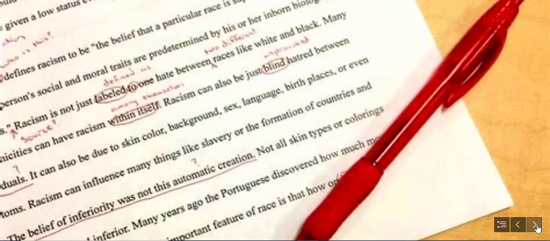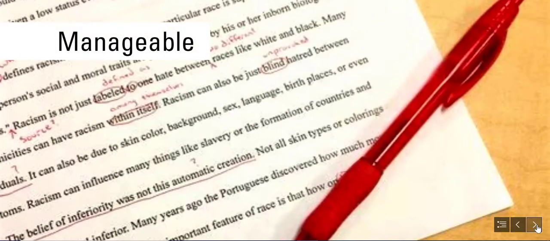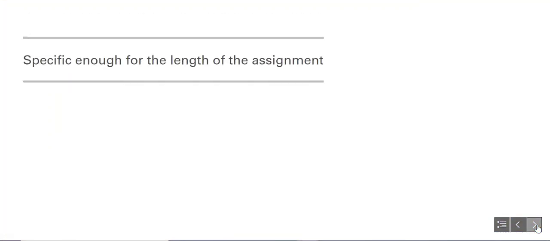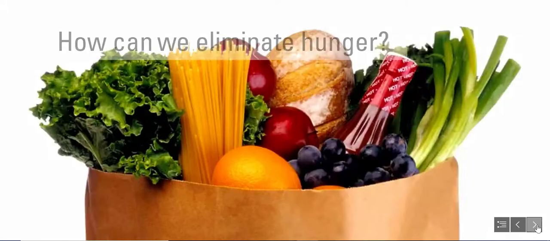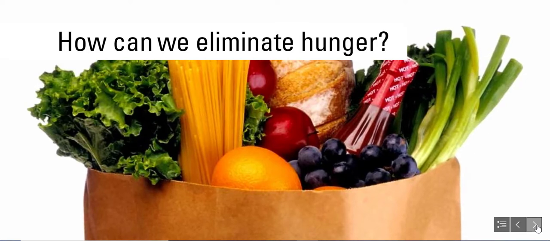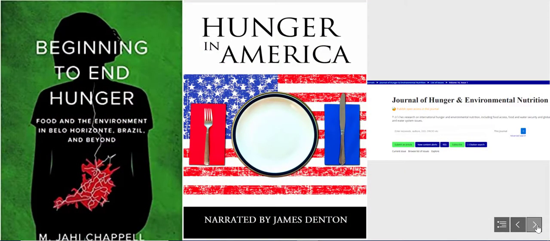For starters, good research questions are manageable. A manageable research question is specific enough that you can provide an answer in the length the assignment requires. Topics that are too broad will be unmanageable because you will find too much information for the assignment. Consider the research question, "How can we eliminate hunger?" This question has been debated for years, and there are probably thousands of books, documentaries, articles, and other sources that have tried to answer the question. It is unmanageable to tackle this broad question in a college research assignment.